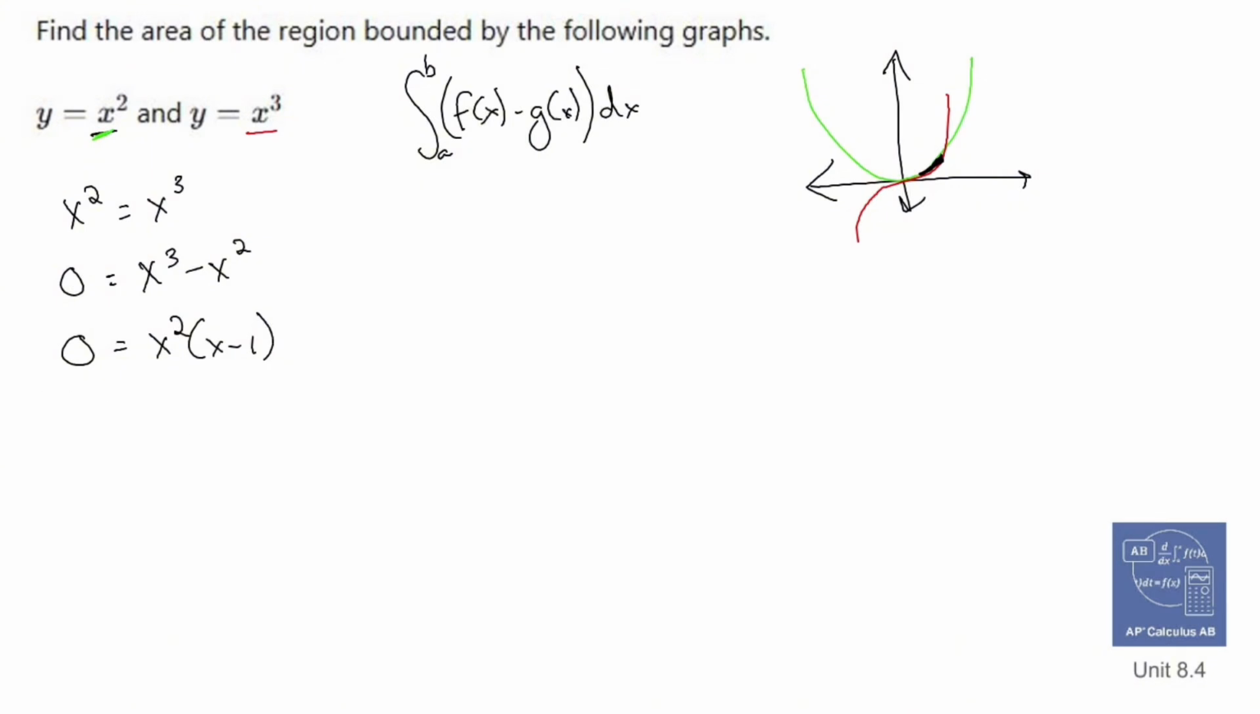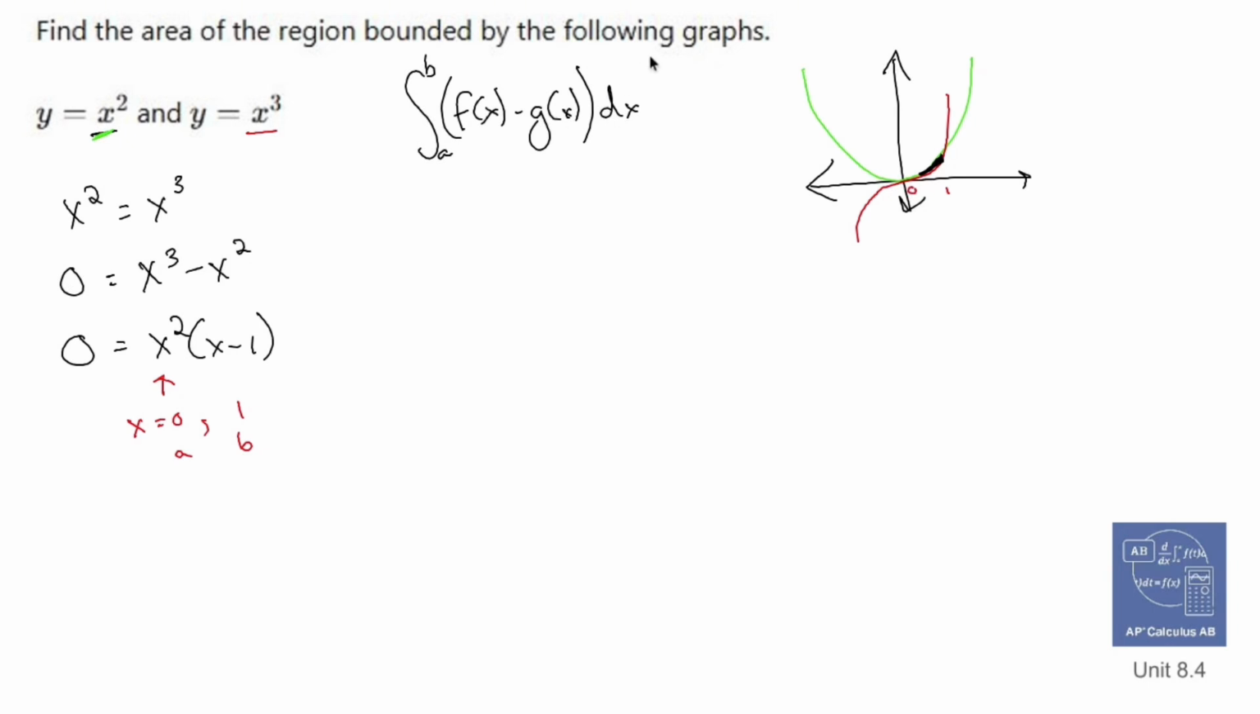And using the zero product property, we get zeros at x equals 0 and positive 1. So my limits of integration, a and b, are 0 and 1. Okay, so now I have everything I need.